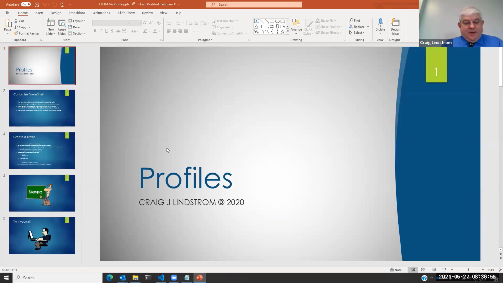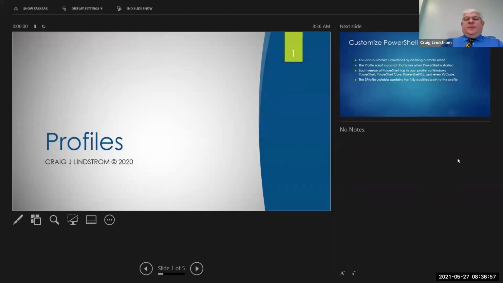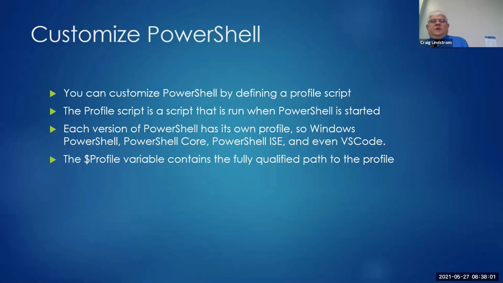Okay, a profile in PowerShell is a script that runs when PowerShell starts. You can customize the way PowerShell behaves based upon a script, and that script we can define to be run automatically whenever PowerShell starts. So that's called the PowerShell profile, and the profile is different for each version of PowerShell that you have. I mean, version is not the right word, but kind of each edition of PowerShell that you use.